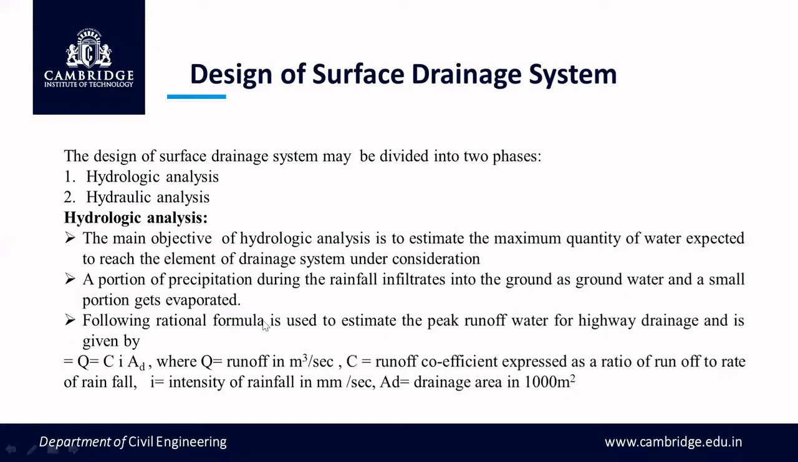The following rational formula is used to estimate the peak runoff water from highway drainage and is given by Q = C × I × AD, where Q is runoff in cubic meters per second, C is the runoff coefficient expressed as the ratio of runoff to the rate of rainfall, I is the intensity of rainfall in millimeters per second, and AD is the drainage area in 1000 square meters.